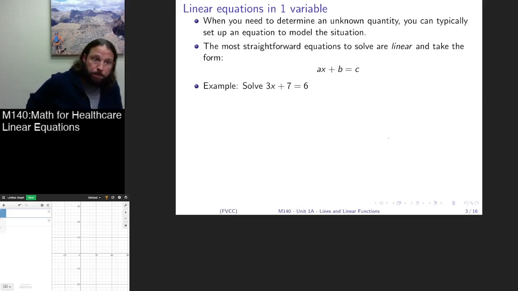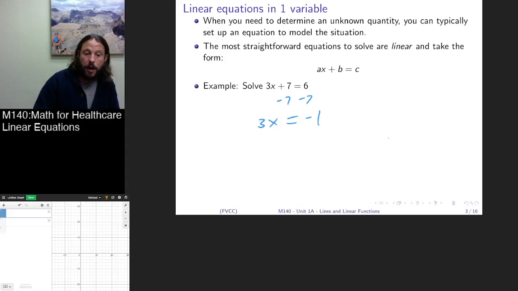Let's say we wanted to solve this. Hopefully you can pause a minute and try solving it yourself. We're going to subtract 7 from both sides, and that leaves us with 3x. Positive 7 minus 7 is 0, equal to 6 minus 7, or 6 plus negative 7, same thing, get negative 1. Now, last thing we've got to do is undo.